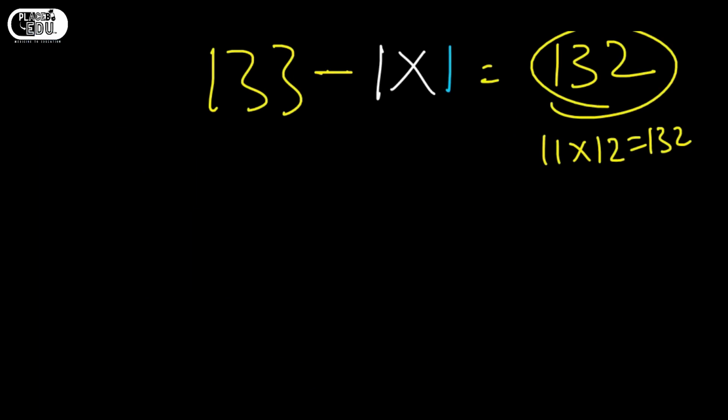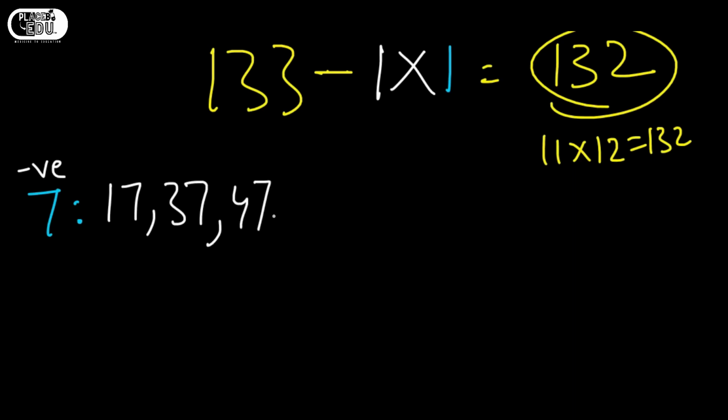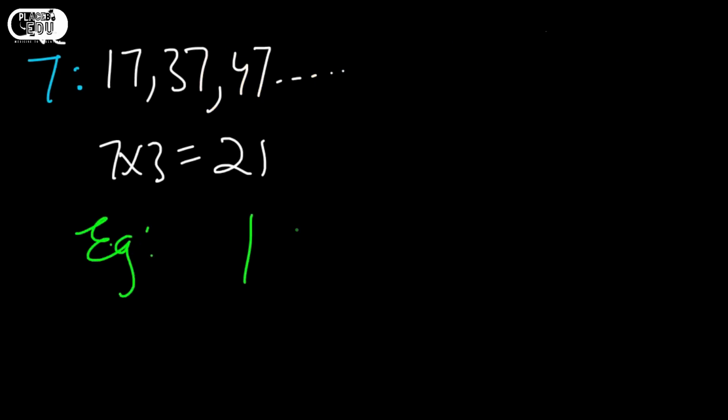So for the next one, we have to see 7. 7 is also a negative oscillator. The prime numbers which end in 7 are 17, 37, 47, and so on. For this type, we have to multiply by 3. 7 times 3 is 21, so it changes into the form which has 1 at the end, and we continue with the rule we already discussed for 1. For example, consider 187. Is 187 divisible by 17? This is the question.